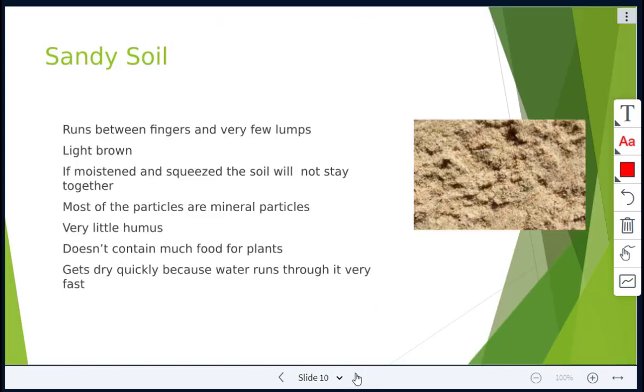All right, we're just going to look at some different types of soil. So we have sandy soil. This type of soil will run between the fingers. It has very few lumps. The color is about a light brown. If moistened and squeezed, the soil will not stay together. Most of the particles are mineral particles, and there's very little humus in sandy soil. So it doesn't contain much food for plants, and it dries quickly because water runs through it very fast.